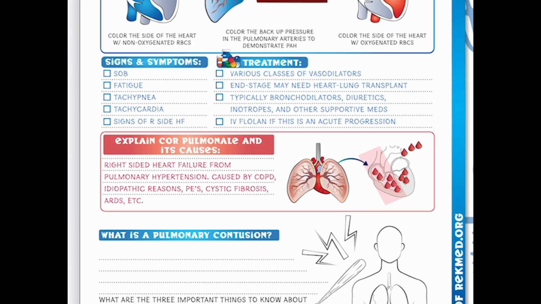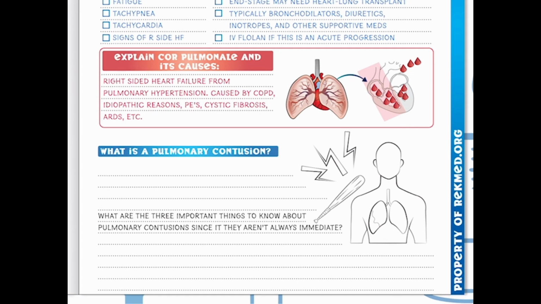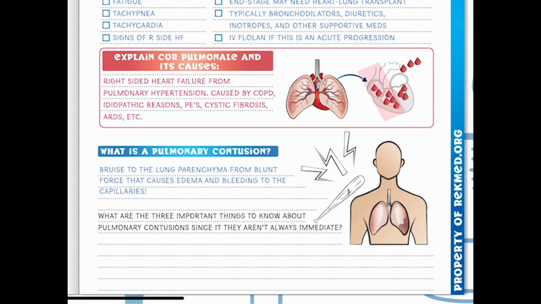And our last but important pulmonary condition we can see is a pulmonary contusion. And these are going to be important to know if you happen to see them in your practice. So what exactly is this pulmonary contusion? Well, this is when there's a bruise to the lung parenchyma from blunt force that causes edema and bleeding to the capillaries. And so we call this essentially a lung bruise.